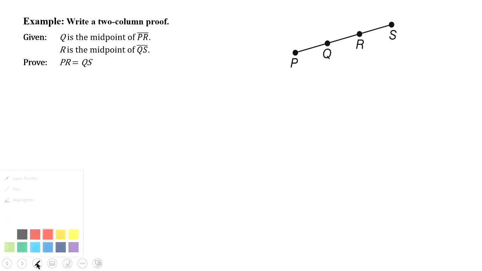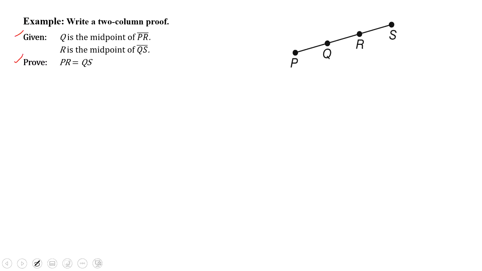So when we're looking at a two-column proof, just like the flow proofs, you're always going to be given something, and you're always going to have to prove something. And with our two-column proofs, more often than not, you're going to have a picture. So we have our picture. We're given that Q is the midpoint of PR. We're given that R is the midpoint of QS. And then we're asked to prove that PR equals QS.